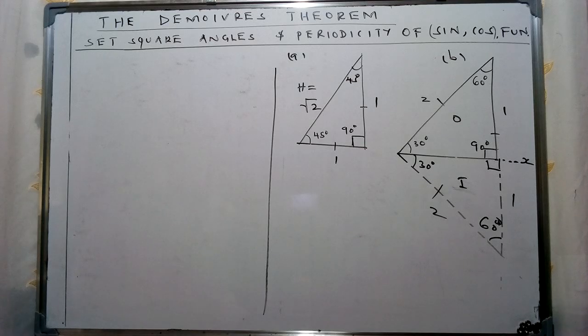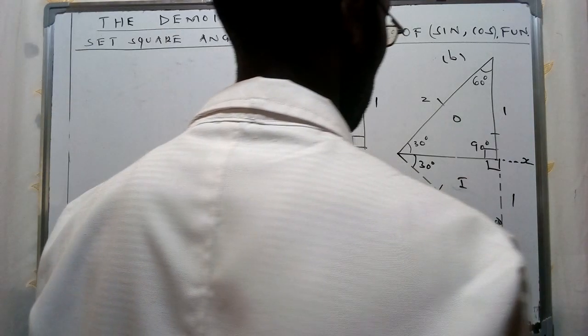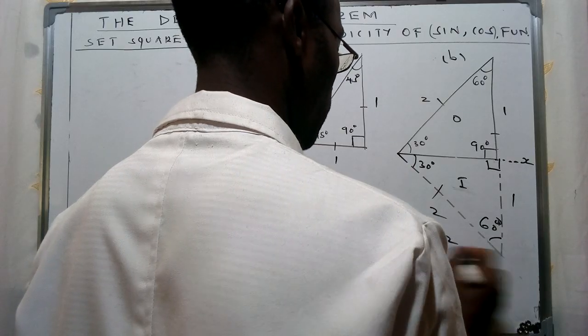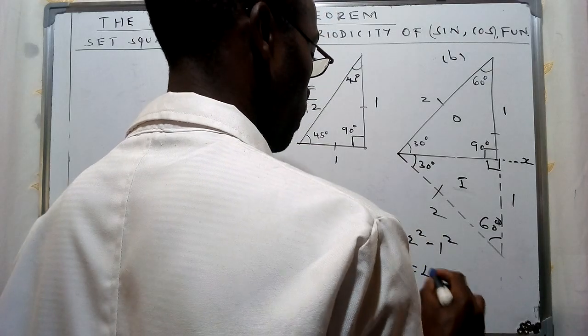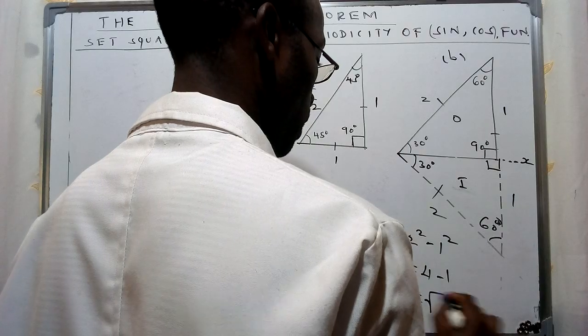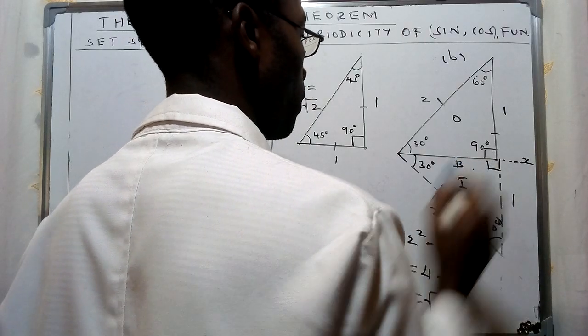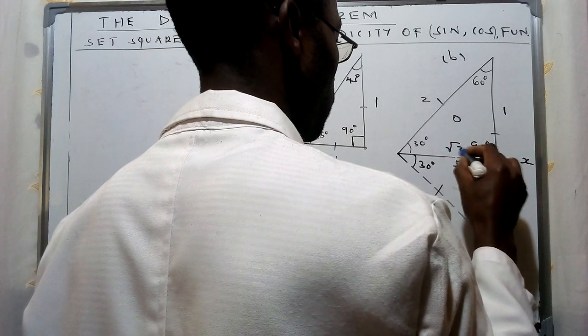And using Pythagoras theorem, we can find the base of this one as the square of 2 minus the square of 1. And this is going to be 4 minus 1, which is equivalent to the root of 3 for the base of this specific triangle. So this is going to form the root of 3.